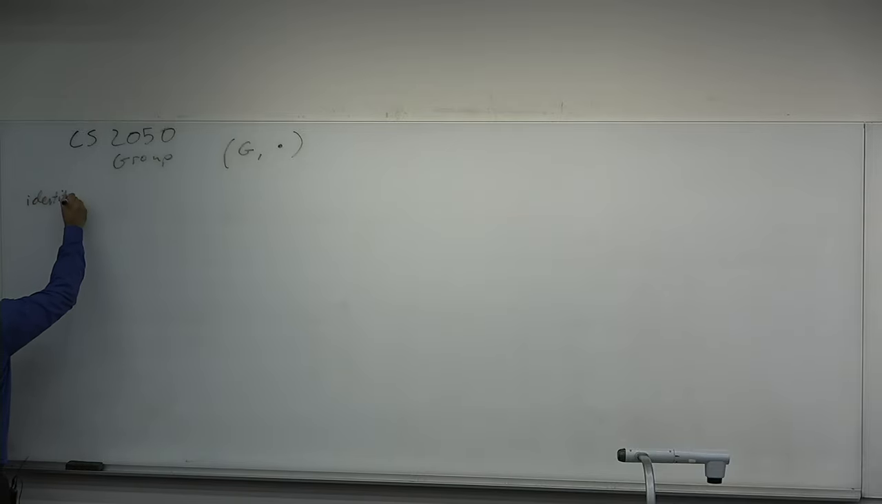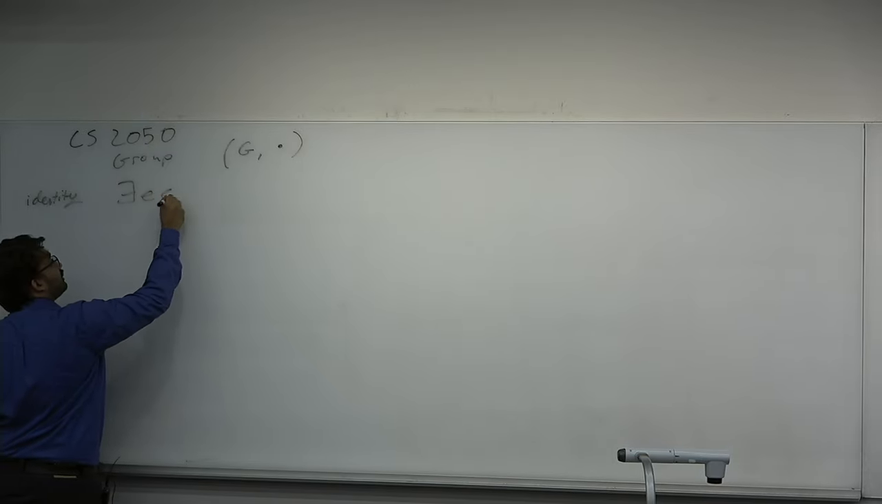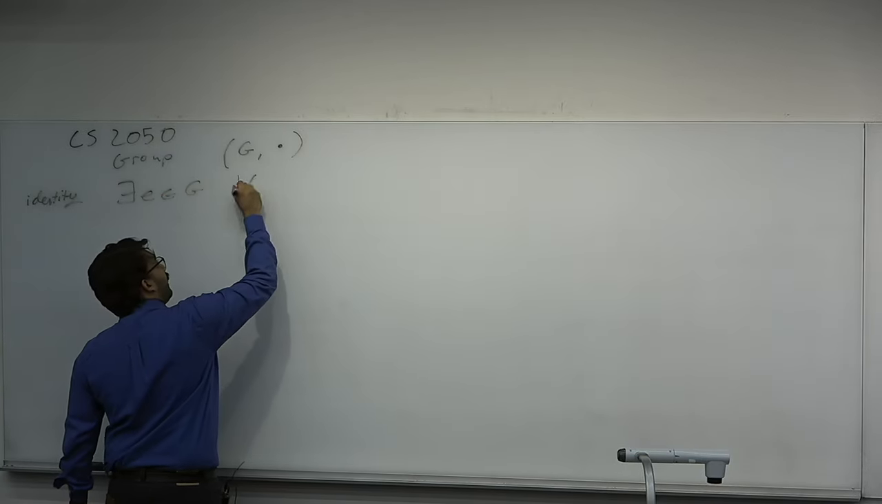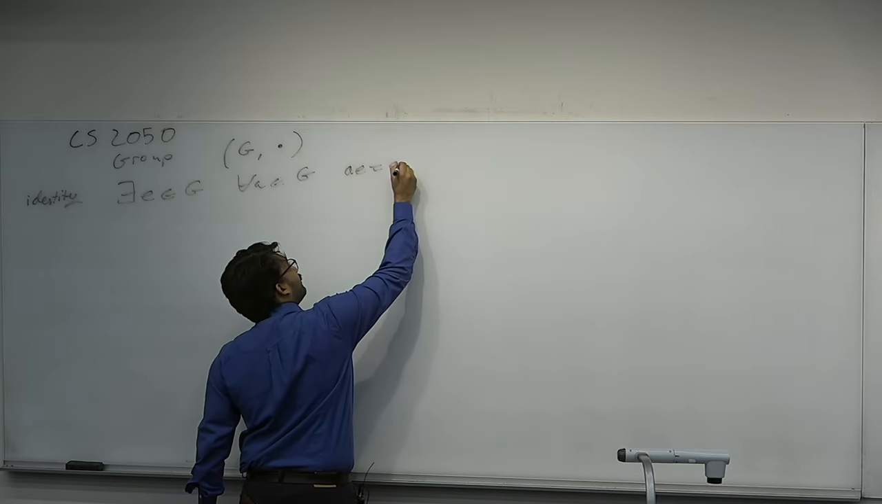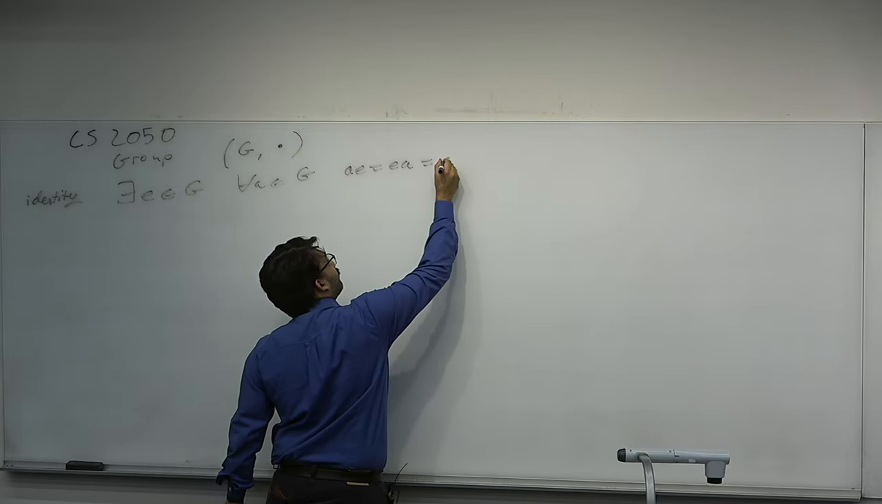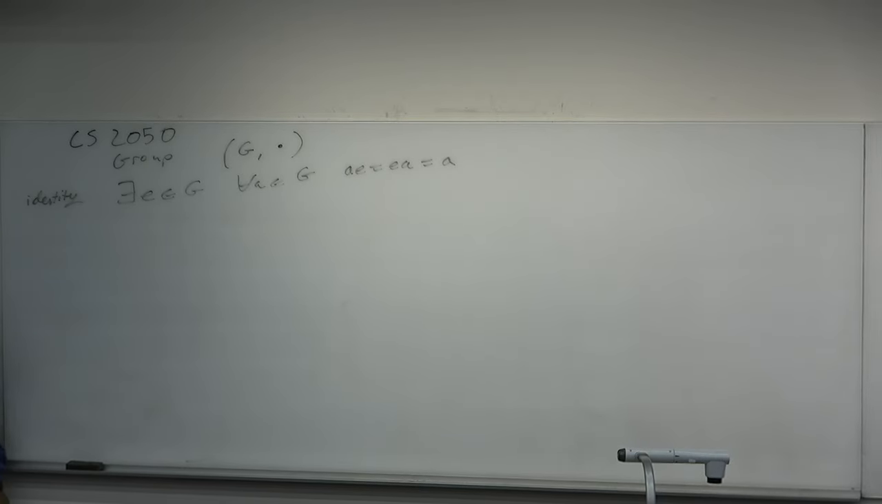Identity says that there exists an E in G, such that for all A in G, AE is equal to EA is equal to A. In some sense, the identity is an element of the group that acts like a one. Convince yourself that, I'm using the letter E here, but if G was a group of numbers, which we'll talk about in a second, that's exactly the property you would want for multiplication by one.